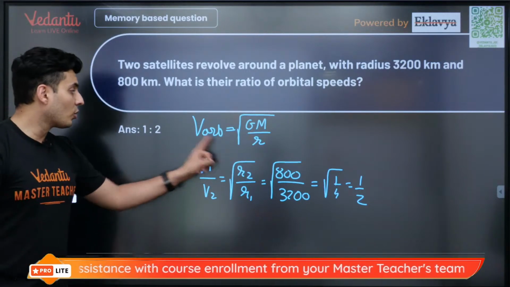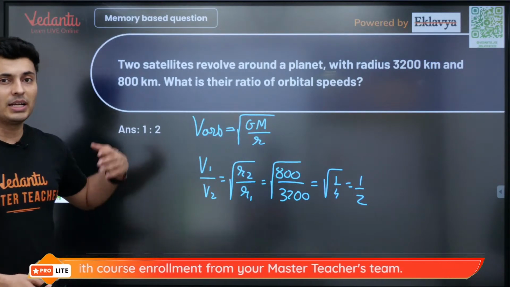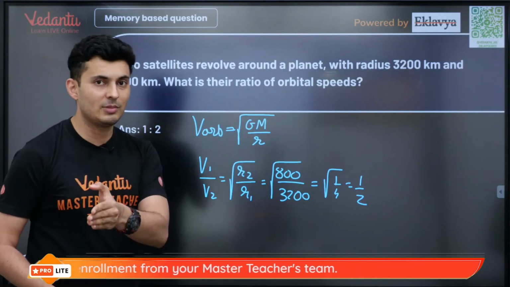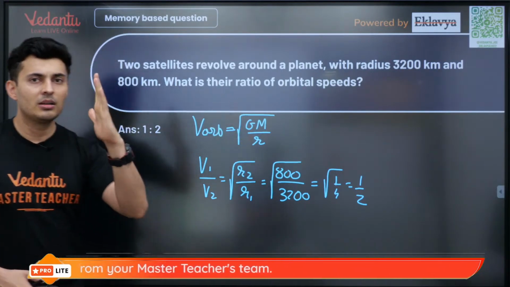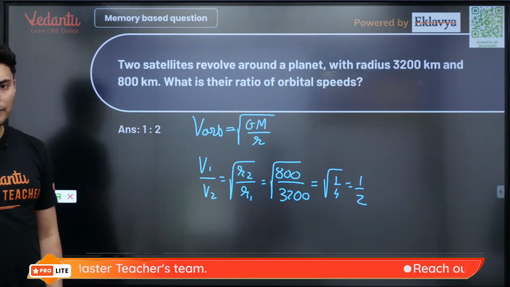So it is root proportional. Some people do not remember it was root. Some people think it was inversely proportional. That's where you can make a very silly mistake.